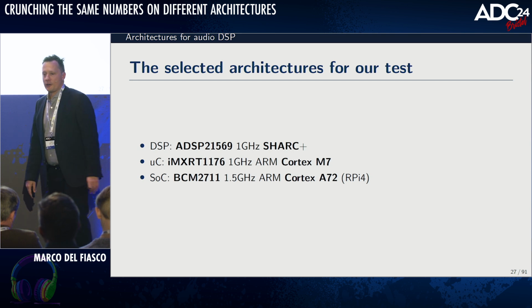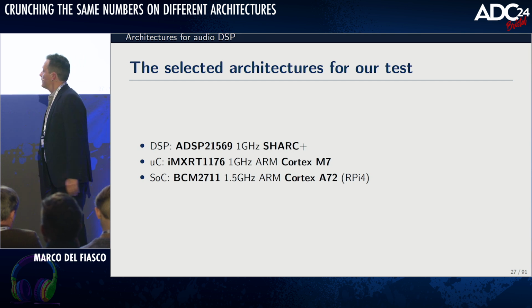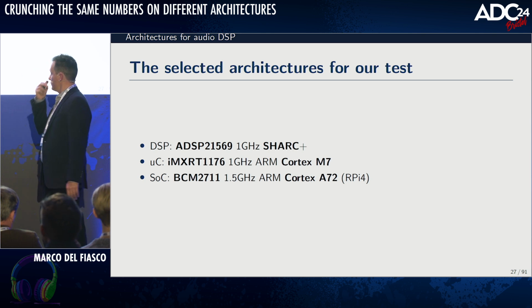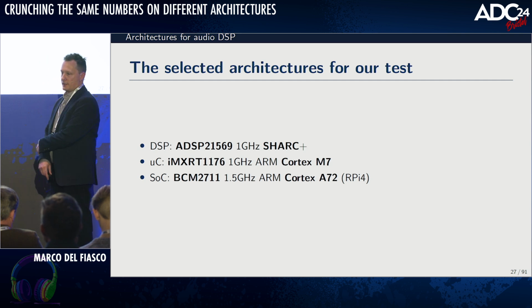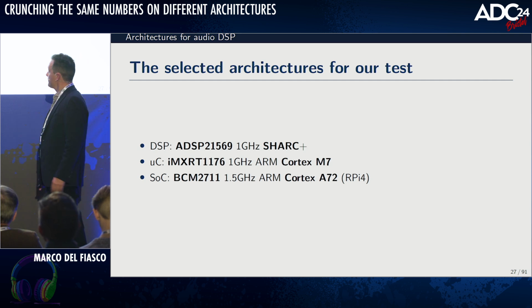For the IIR filter testing, I used one DSP from Analog Devices, one microcontroller from NXP Semiconductors, which is a Cortex M7 processor. And for the system on chip, I used the Raspberry Pi, so it's a Cortex A72.